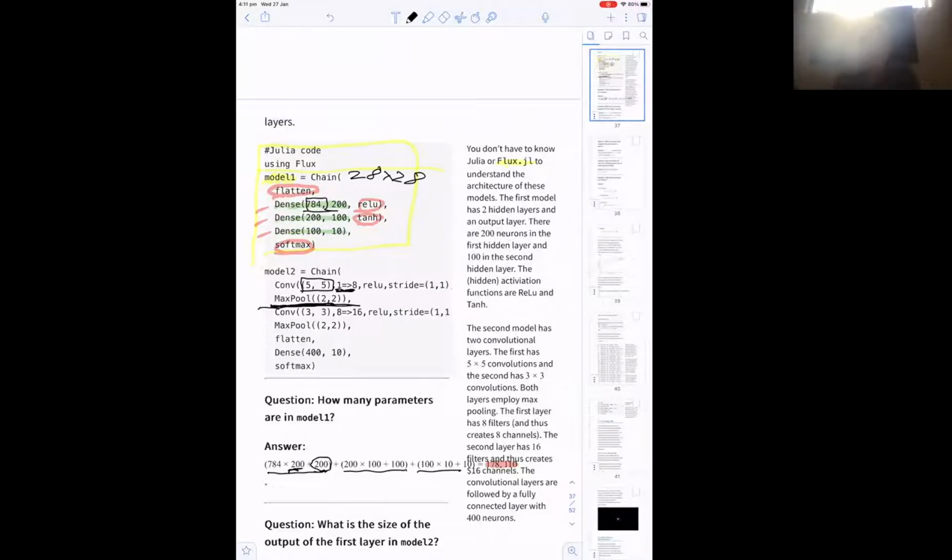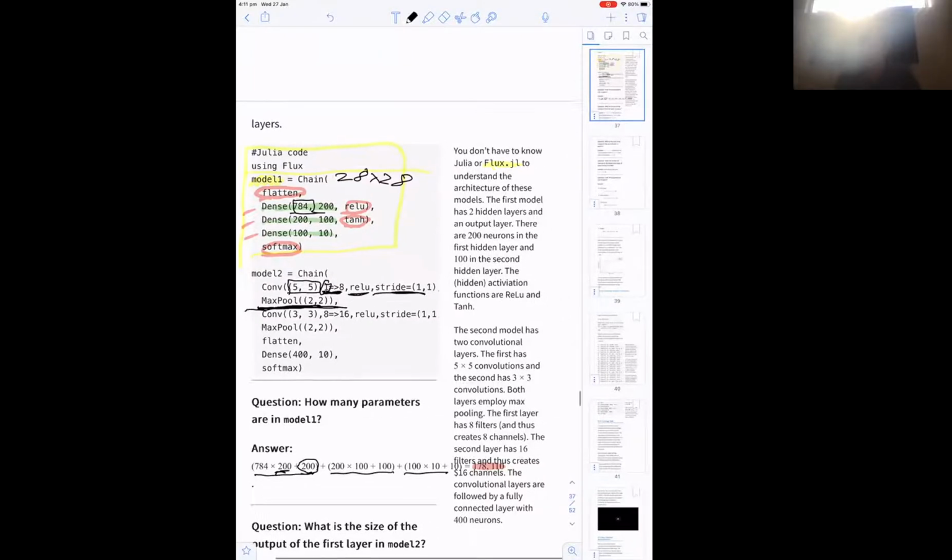Again, you don't have to know Flux or Julia per se, but we're going from one input channel to 8 channels, right? Because this network is designed to work on a monochrome image and is creating 8 channels, it's going to do a ReLU activation for each one, and this is a default stride.